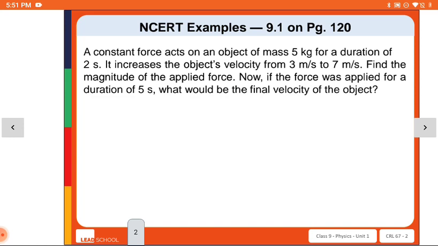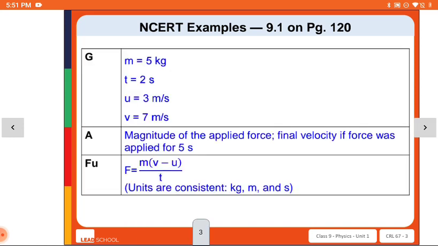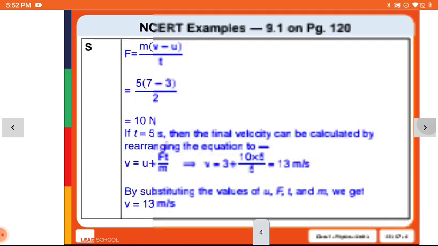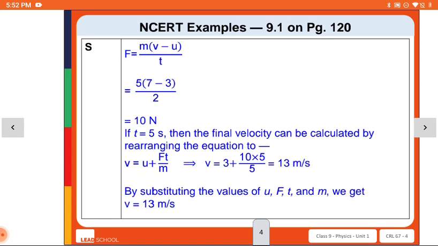Students, first of all we write the given. Mass is 5 kg, time is 2 seconds, initial velocity is 3 meter per second and final velocity is 7 meter per second. First of all we calculate the force. Force is mass into acceleration, and acceleration is equal to v minus u upon t. After putting all the values, we get the force as 10 Newton.